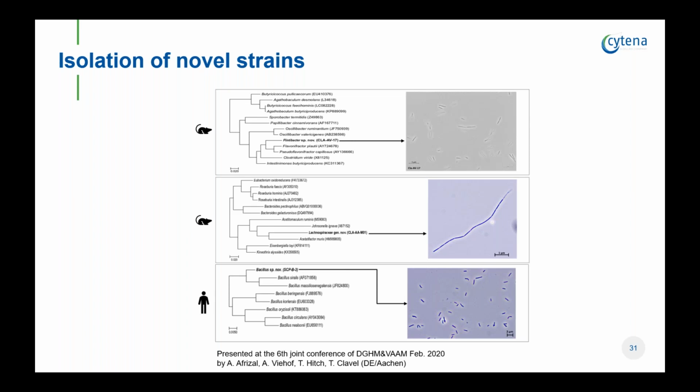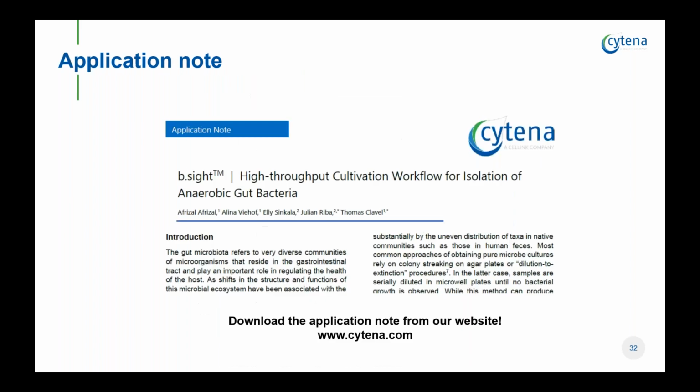And it's really important to understand here that more than 95 to 99% of all prokaryotic species have not been cultured so far. This so far uncultured majority provides a huge pool for potential drug candidates or other bacterial functions that can be actually used. We also have an application note describing this workflow, which you can download here in the webinar under the handout section, and also from our website.